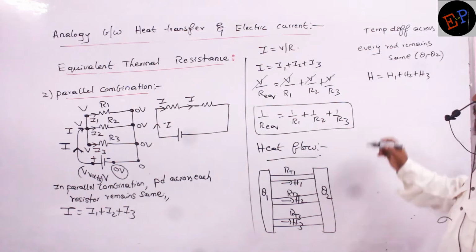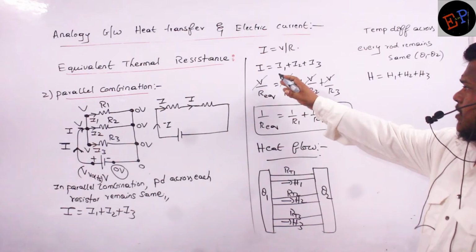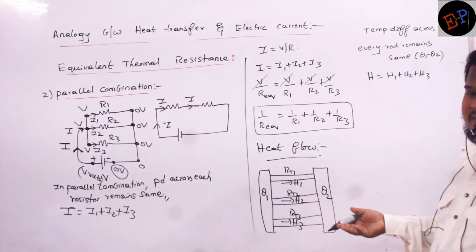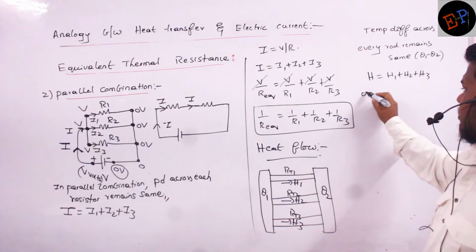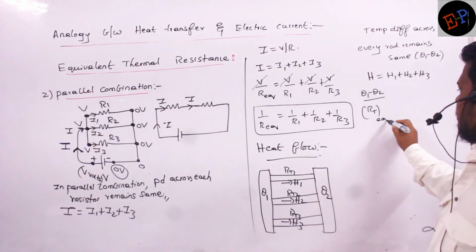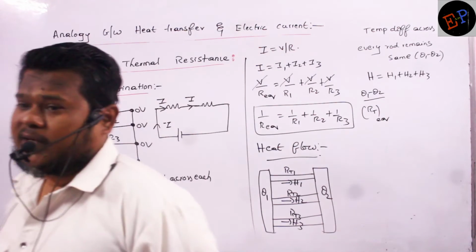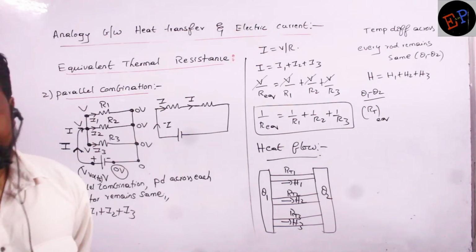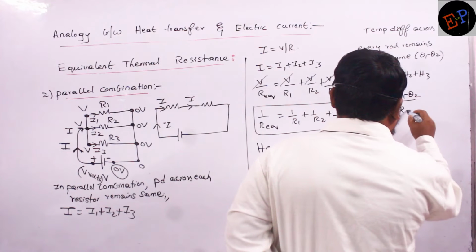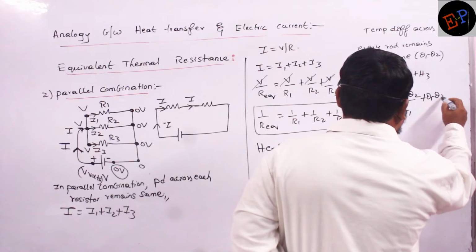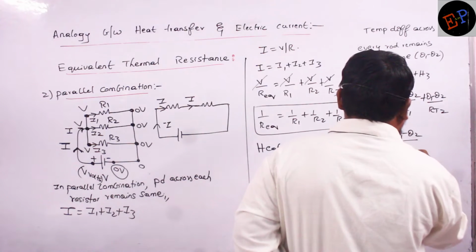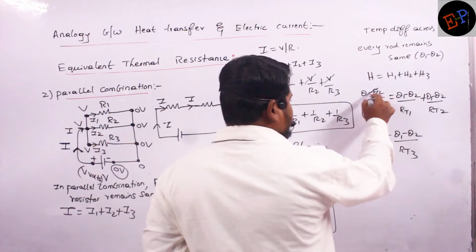Current can be written as V by R. Similarly, H can be written as temperature difference divided by resistance. So I will write theta 1 minus theta 2 divided by RT equivalent. What is meant by RT equivalent? The equivalent thermal resistance of this combination. So this equals theta 1 minus theta 2 divided by RT1, plus theta 1 minus theta 2 divided by RT2, plus theta 1 minus theta 2 divided by RT3. Temperature differences are the same.